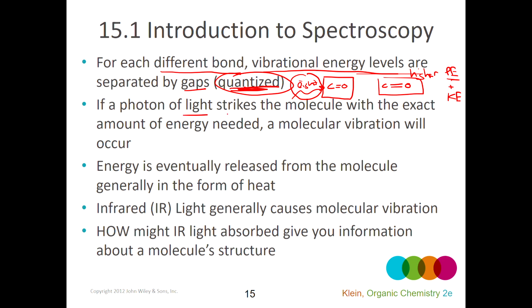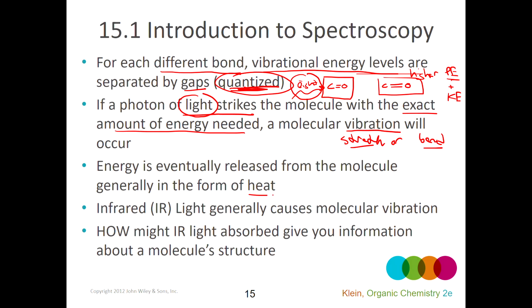When the light strikes the molecule, if that light has the exact amount of energy needed, it will cause the bond to stretch or bend. And so since that energy is no longer in the form of light, now it's in the form of kinetic energy, stretching or bending, that means that that light doesn't pass through the sample.